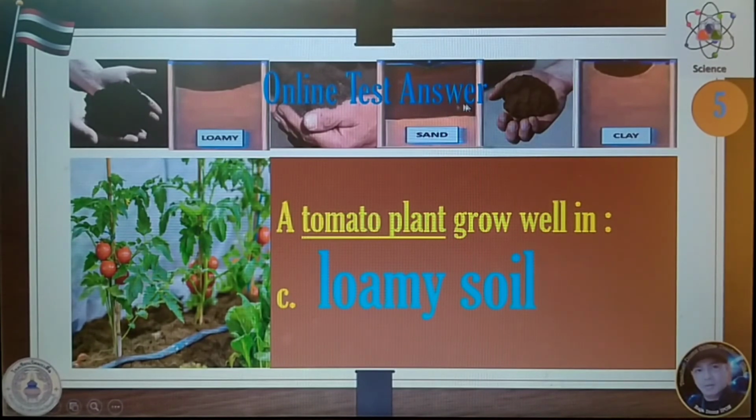Online test answer number 5. A tomato plant grows well in C. Loamy soil.